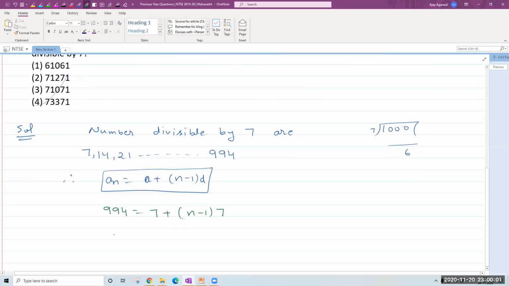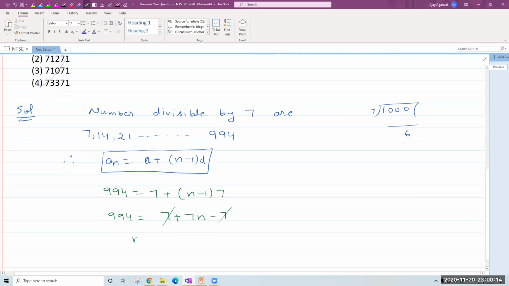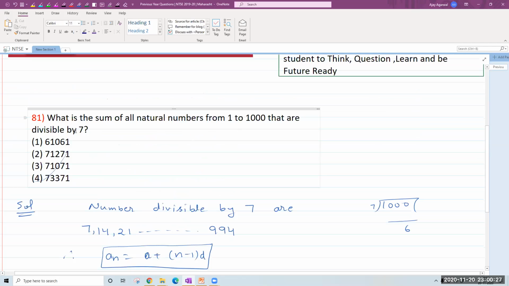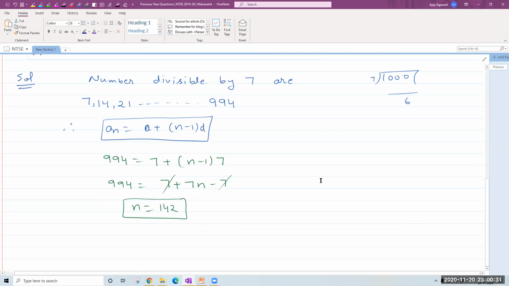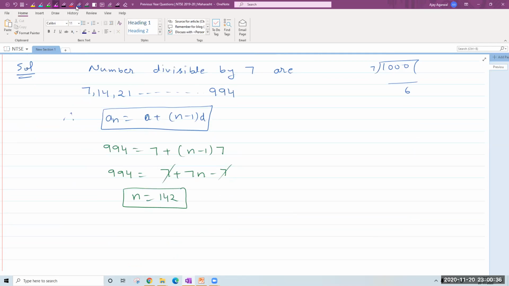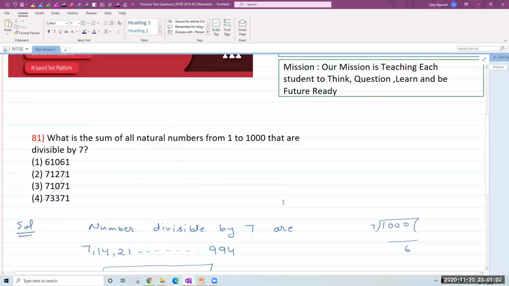Very good. Now we'll solve: 994 equals 7 plus 7n minus 7. So the 7 and 7 will cancel, so n equals 142. So there are 142 terms from 7 to 994. When the question asks for the sum of the numbers, they are asking for the addition, so we'll use another formula, the sum of an AP. It has 142 terms, so it will be n by 2 times the first and the last number. Once you solve this, it will be 71071. So it's option number 3.